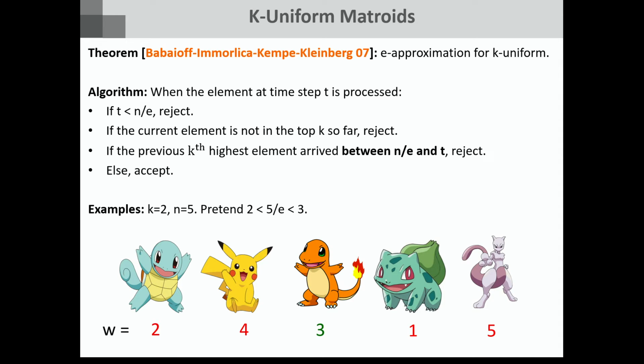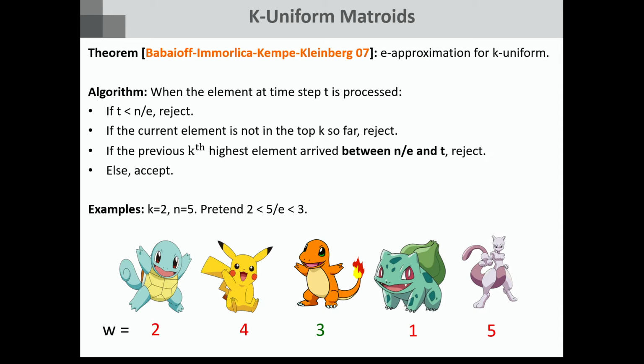So before Mewtwo came, the top 2 were Pikachu and Charmander. And Charmander came after the cutoff, so this rule will say reject Mewtwo. Yeah. So basically when the third condition holds, you just stop, right? You're not going to accept anyone. When the third condition holds, no, because how can it reverse?